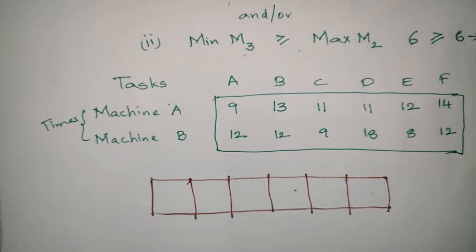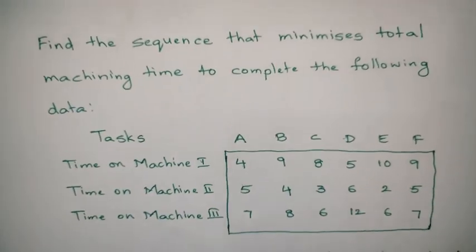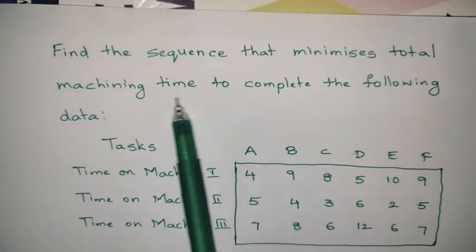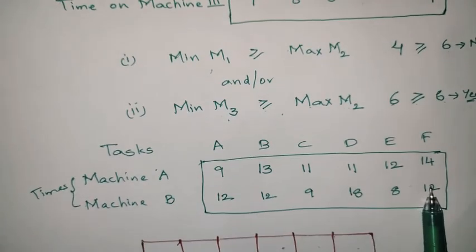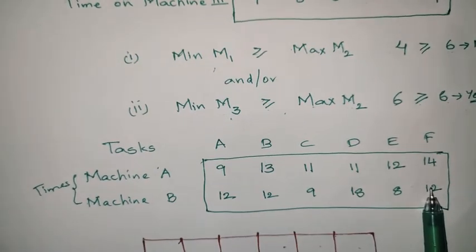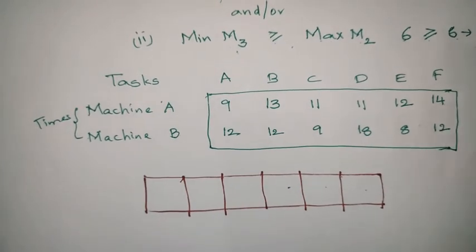Now in all the 12 process times, what is the minimum value? He is asking us to minimize the total machining time. So here it is a minimization case. So now let us find the sequence for the minimization case as usual.